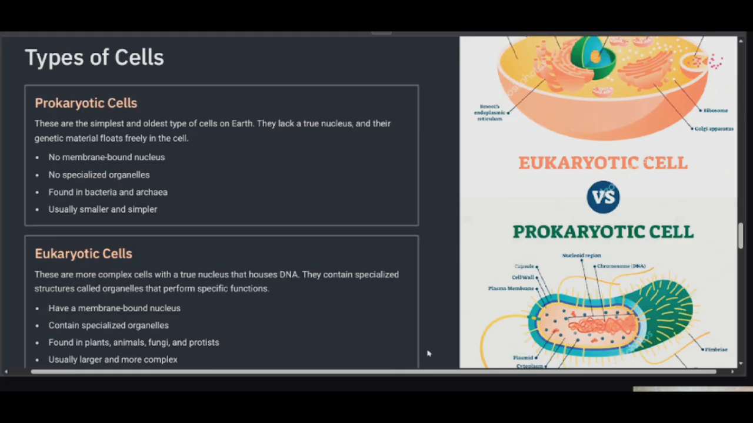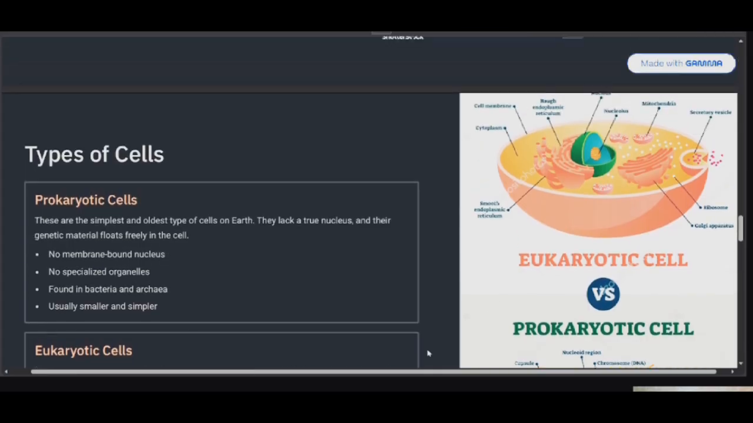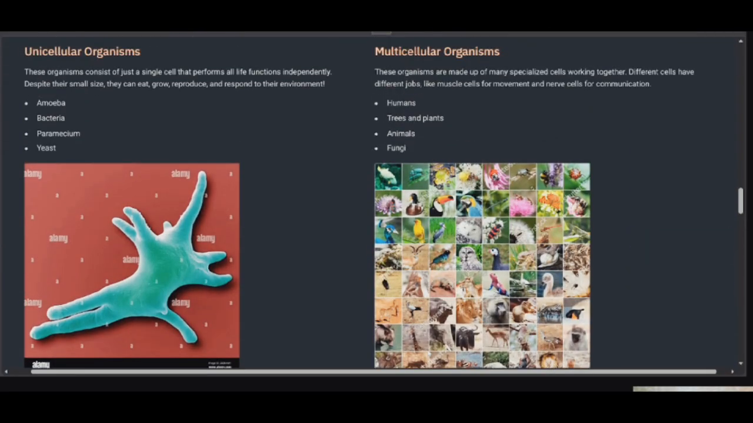Okay, I'm giving you 2 seconds. Till then, just write down 2 to 3 differences between unicellular and multicellular organism. Can you just name them or differentiate it?